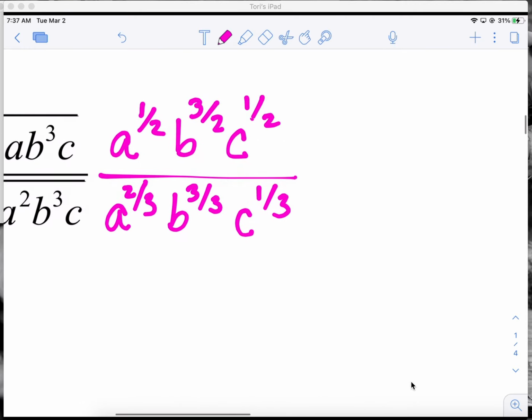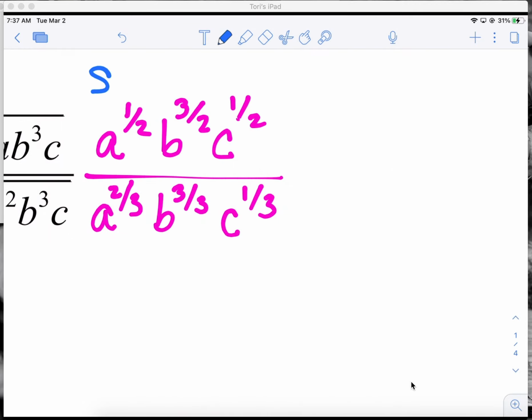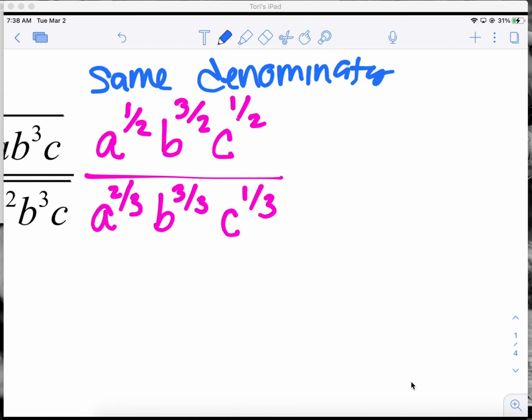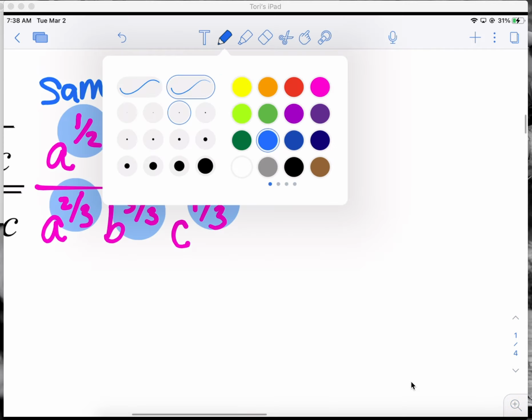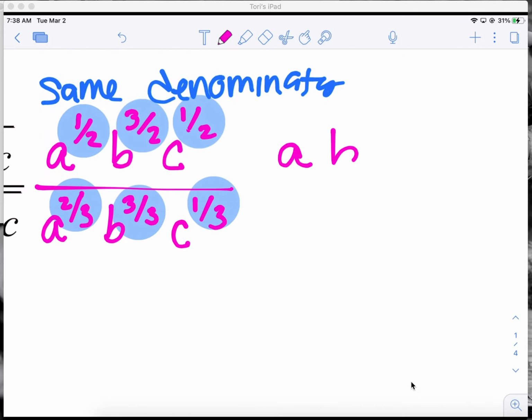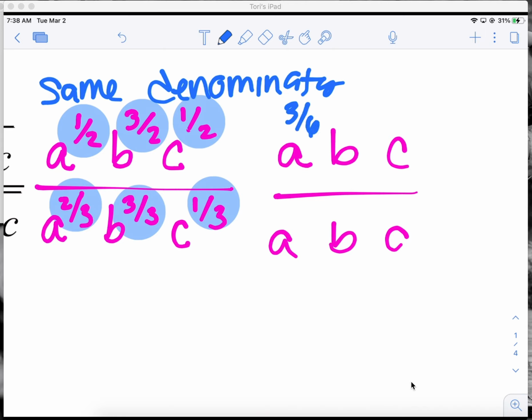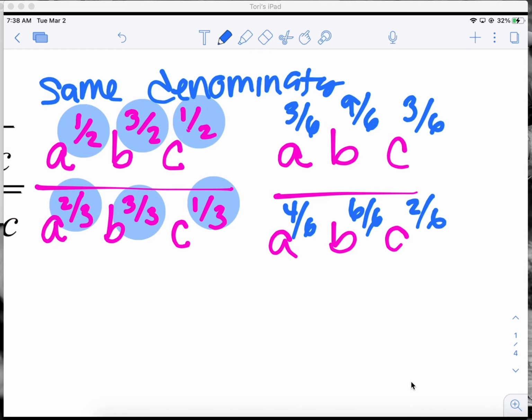Now, all of these have to have the same denominator. Okay, so if I change all of these to have the same denominator, my option is a 6. So I'm going to keep all the same numbers, all the same letters, A, B, C, but I'm going to change them into 6. So 1/2 is the same as 3/6. 3 over 2 is the same as 9/6. 1/2 is the same as 3/6. On the bottom, 2/3 is 4/6 because I'm doubling it. 3/3 is 6/6, and 1/3 is 2/6.